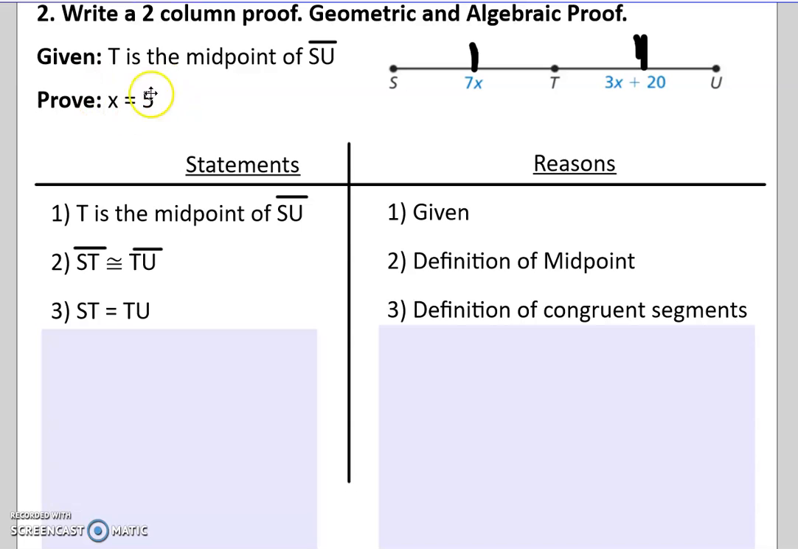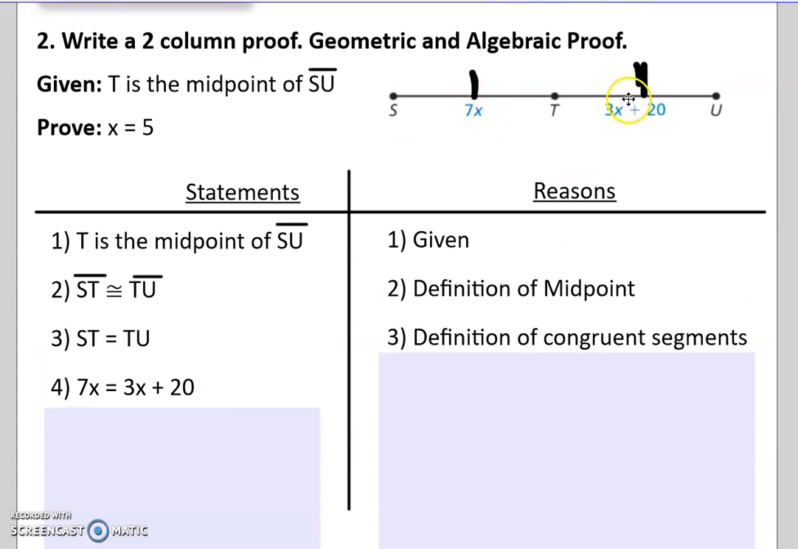Remember, look at what I'm trying to prove. I'm trying to prove that x equals 5. So let's start to use these expressions. Let's write now that 7x equals 3x plus 20. Now, why did I know to do that? I knew to do that because of the substitution property, because ST is 7x and TU is 3x plus 20. So all I did was substitute 7x in for ST and 3x plus 20 in for TU.